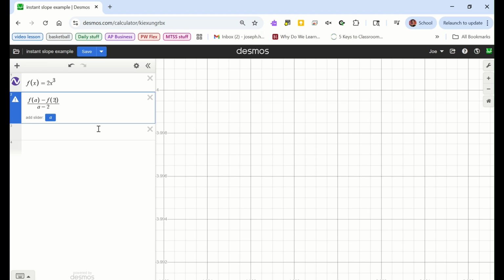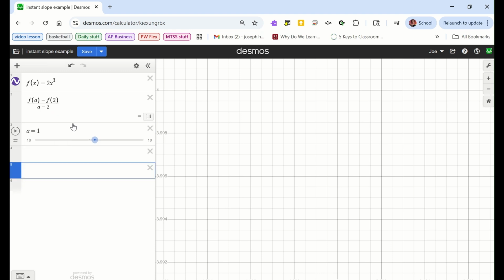And I would recommend you pause and go split screen here so you can follow along with me and know how to do this, all right? We're going to click add slider. And so now what we have is this is giving us the average rate of change between currently 1 and 2. What we want to do is take a limit as that a value approaches 2.